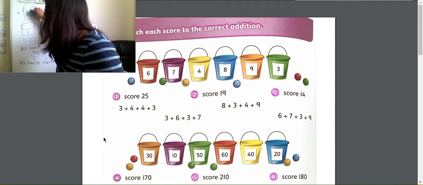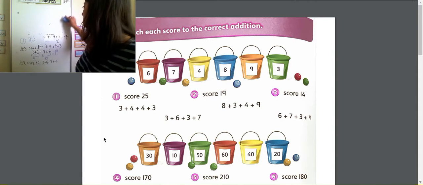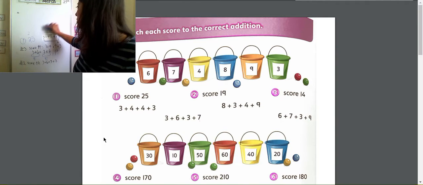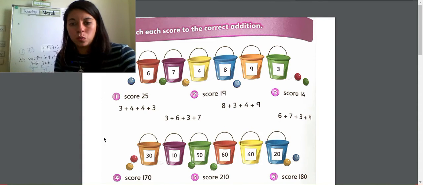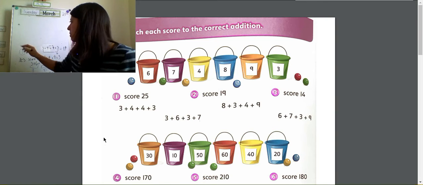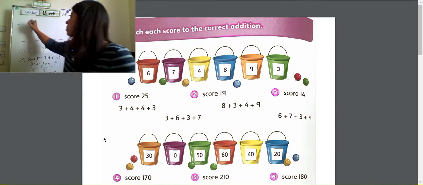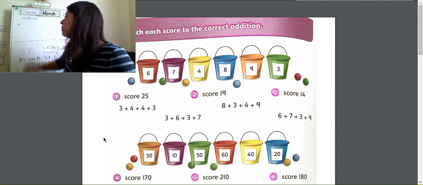So I'm going to erase these over here. We don't need them anymore. We've already figured out some of the scores. Now we still have to find out if there's one of these additions that solves problem number 1, which is score equals 25.